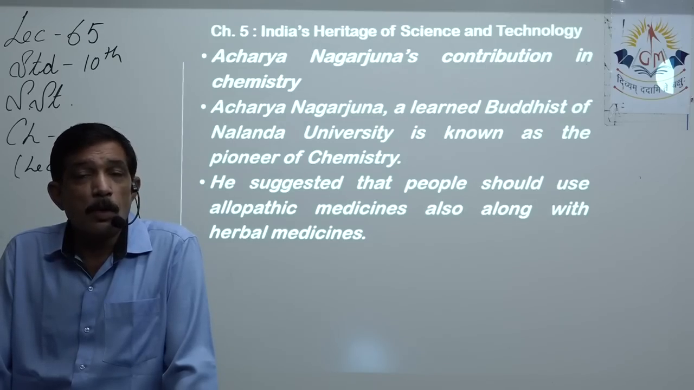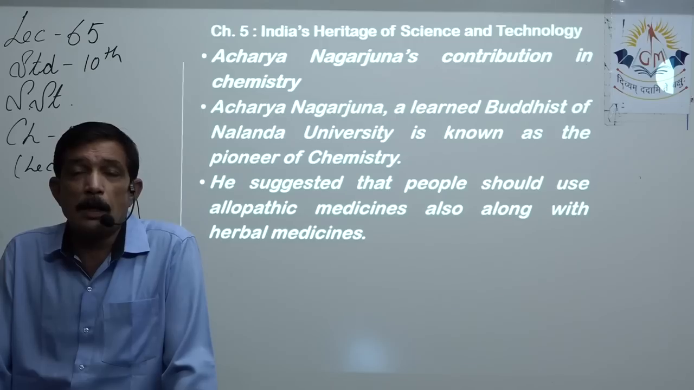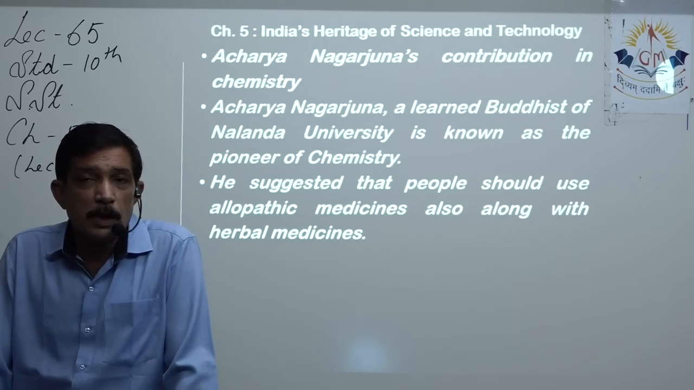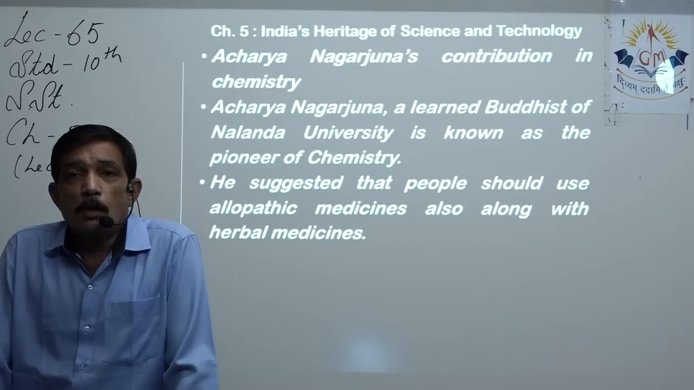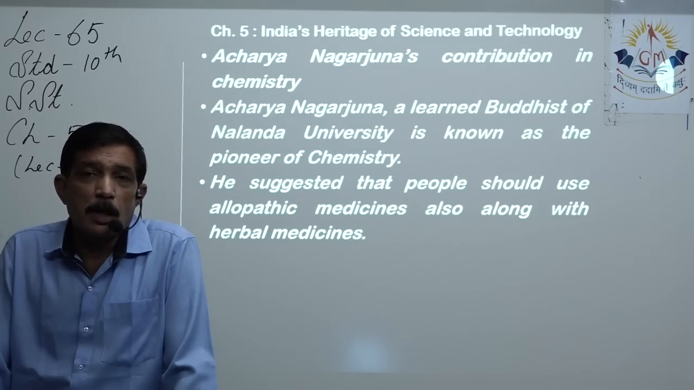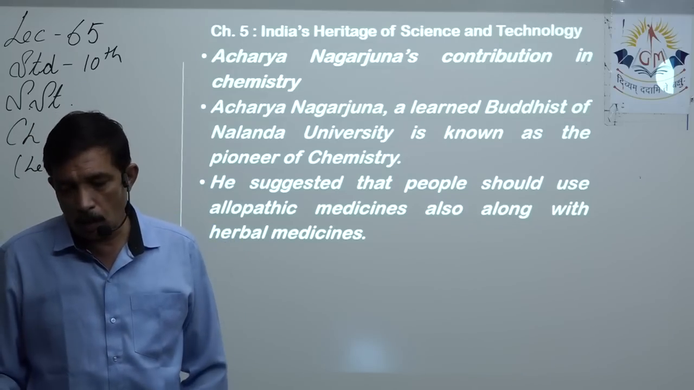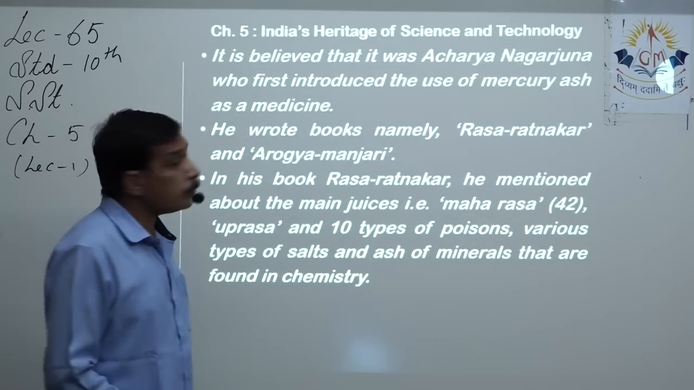Acharya Nagarjuna was one of the persons who stated that along with herbal medicines that are taken by people to cure some diseases, for a more rapid and speedy cure, allopathic medicines that are made using chemistry should be taken along with herbal medicines.